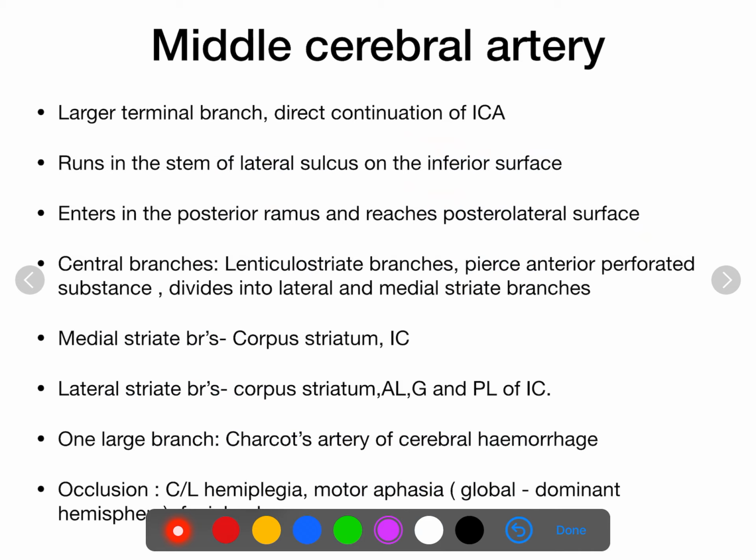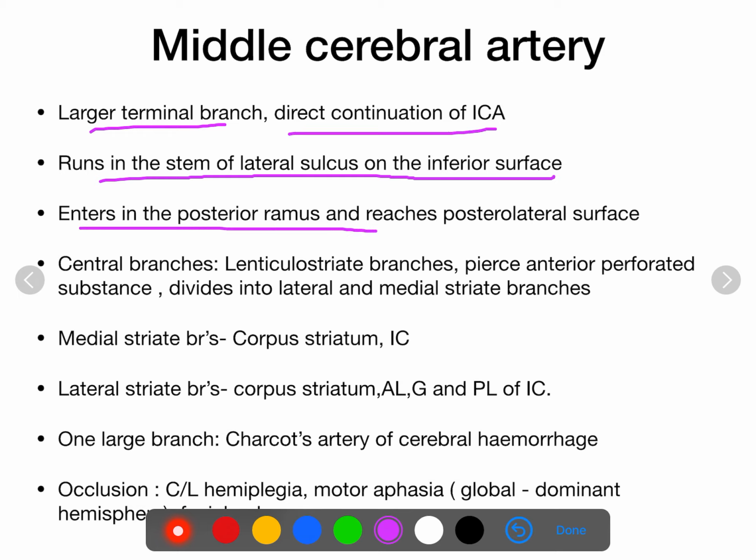The middle cerebral artery is the larger terminal branch of the internal carotid artery, considered as the direct continuation of the internal carotid artery. After its emergence, it runs in the stem of the lateral sulcus on the inferior surface. Then it enters the posterior ramus and reaches the posterolateral surface.